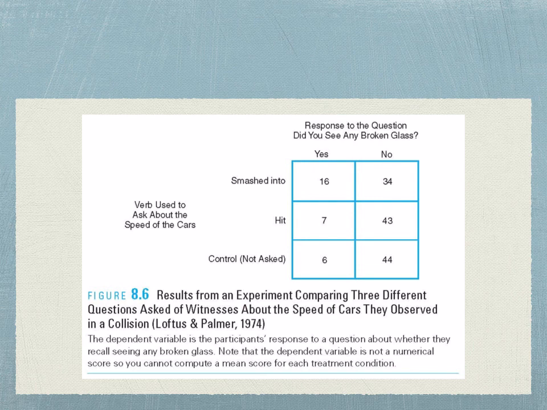The dependent variable was the response to the question. So you got yes or no. Well, I can't calculate a mean on yes, and I can't calculate a mean on no. I get the number of people that said yes and the number of people that said no. Then what I can do is use the chi-squared goodness of fit test to compare the control condition, the hit condition, and the smashed into condition, and see if there's a difference between those 3 based on their yes-no responses. So again, you cannot do a t-test or an ANOVA with non-numerical data. You're going to need to use a different statistical method.